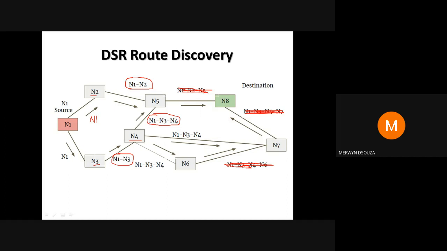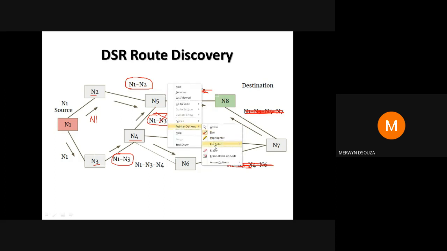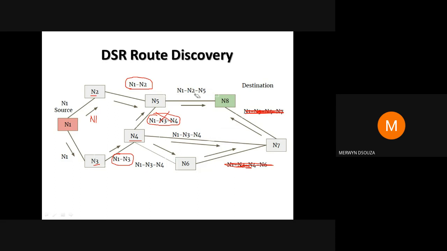Here 3 nodes are involved, and here there are 2 nodes involved. So the shortest one is N1-N2, so it will ignore this, and it will take this one and forward. When it forwards, it will become N1-N2-N5, as you can see.